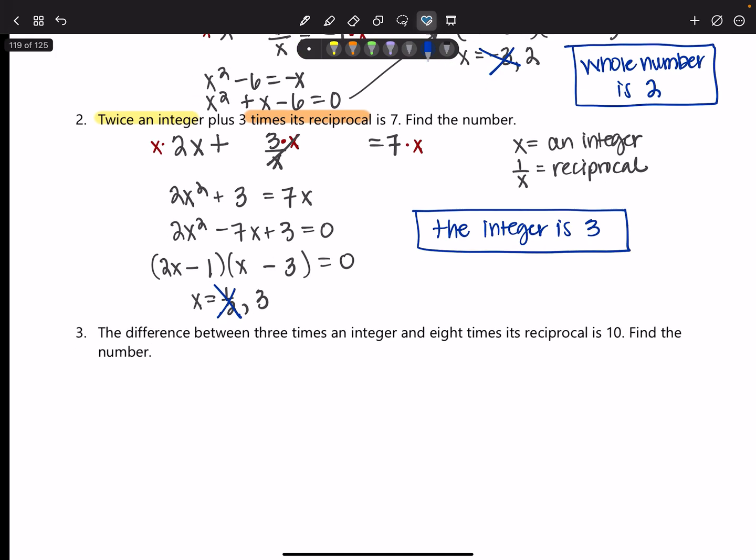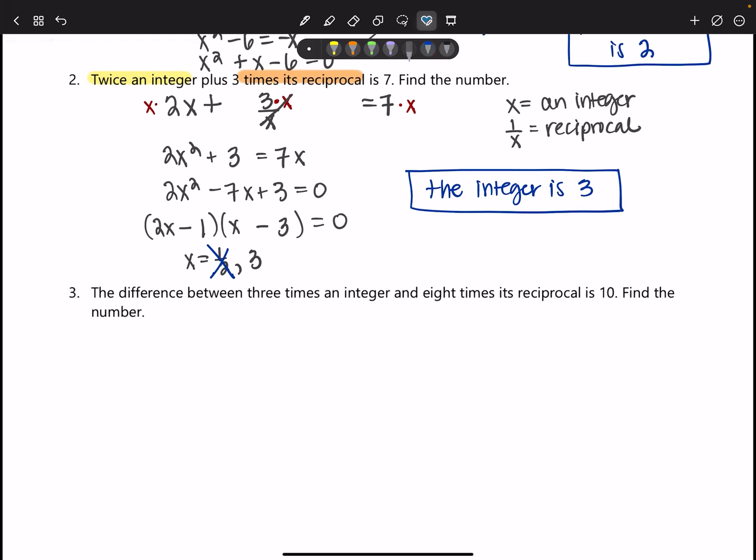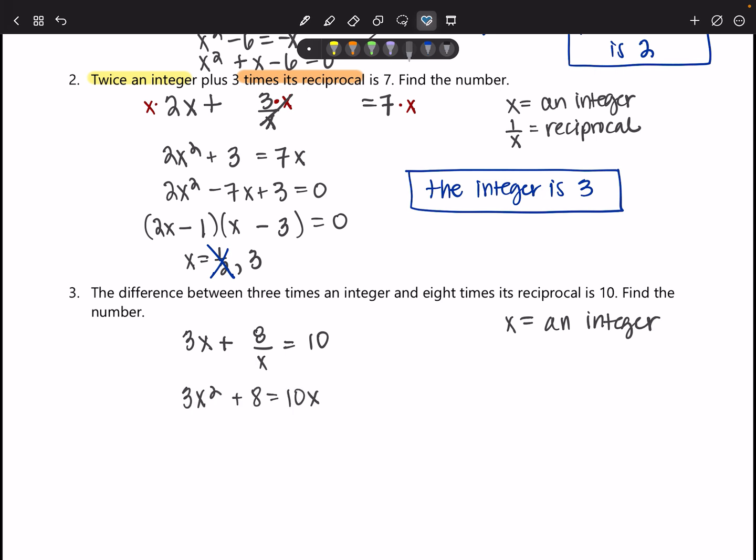Okay, you try the next one, press pause, and when you press play, it'll reveal the work and the answer. Okay, welcome back. You should have 3x plus 8 over x equals 10, with x being an integer. Then you would have 3x squared plus 8 equals 10x. 3x squared minus 10x plus 8 equals 0. 3x minus 2, x minus 4 equals 0.